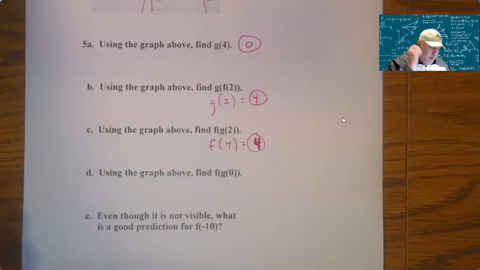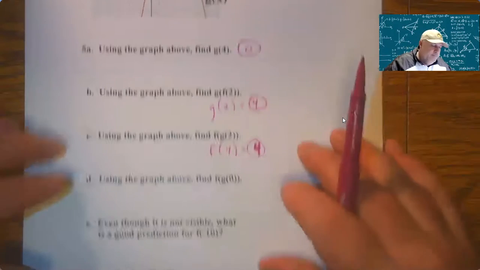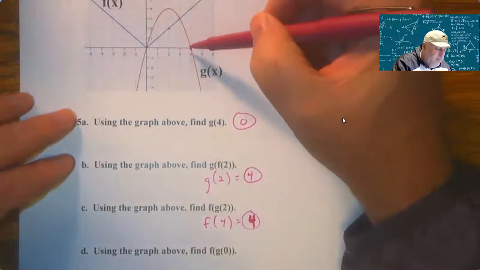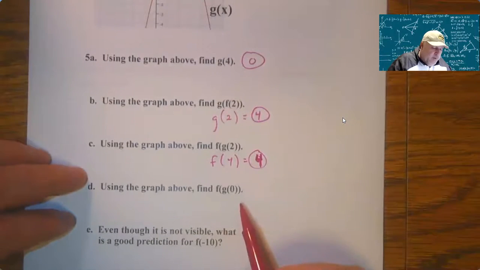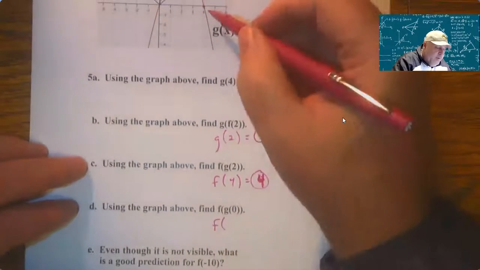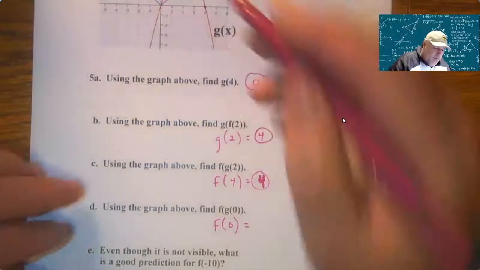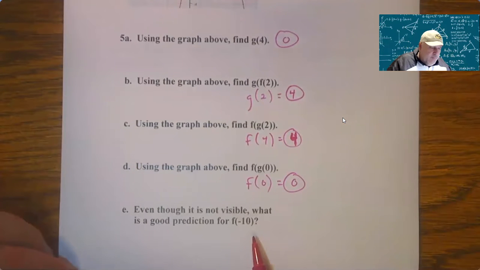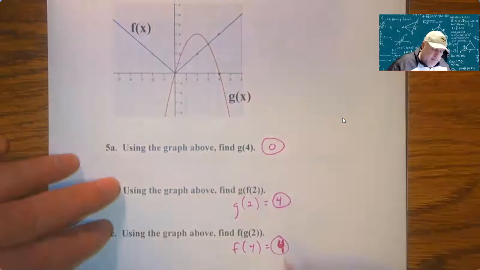Brain freeze there. So g of 2 is 4. And then f of 4, I was not on the f function, so f of 4 is up here. That would be 4. f of g of 0. So g of 0 is 0. And then f of 0 is 0 again. And then even though it's not visible, what is a good prediction for f of -10? And that would be equal to 10.